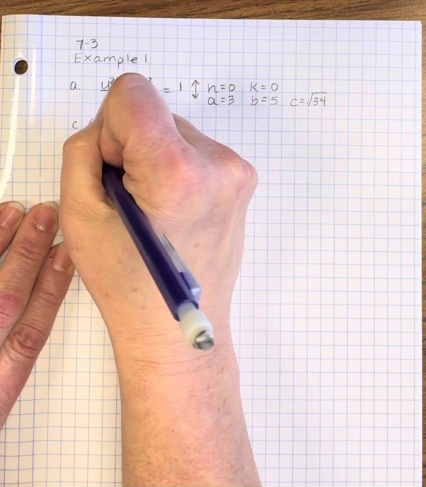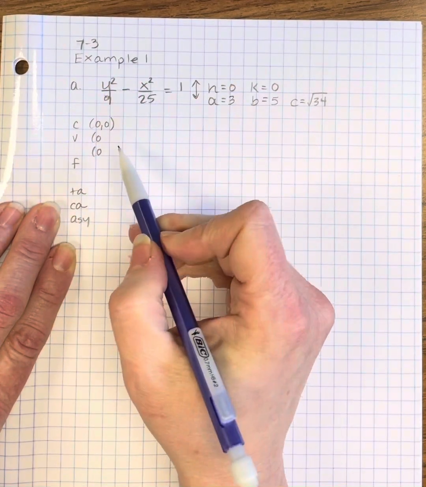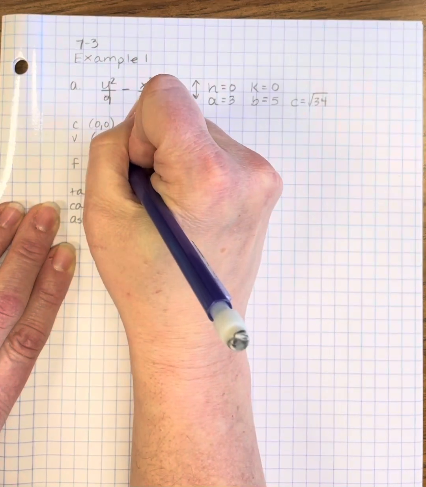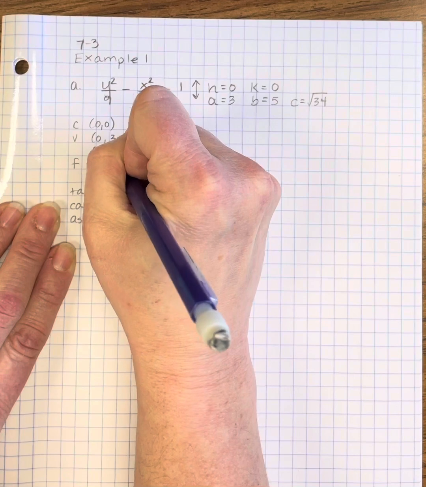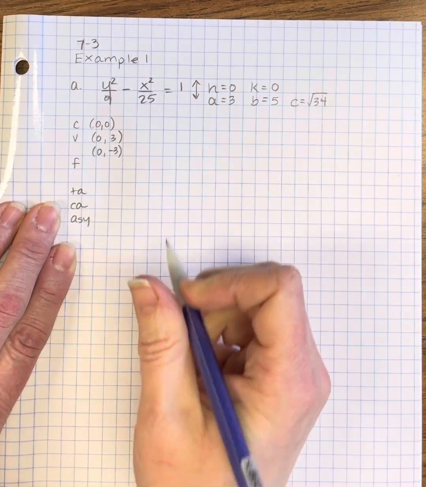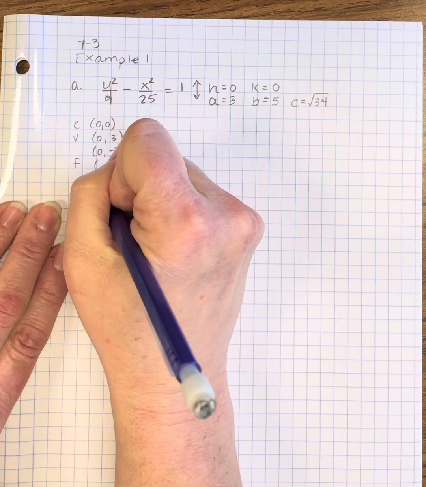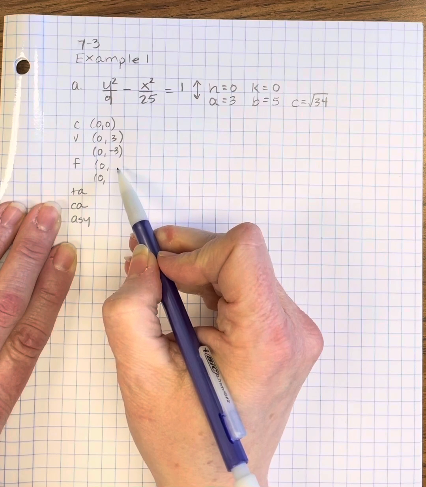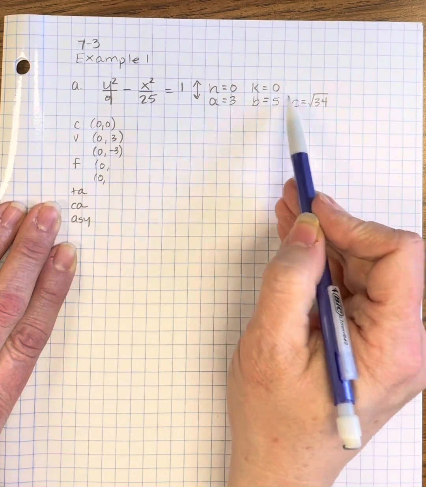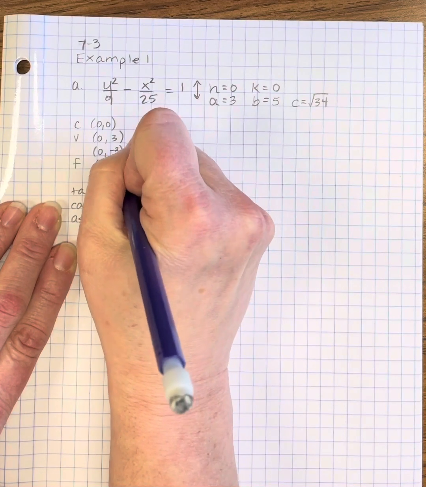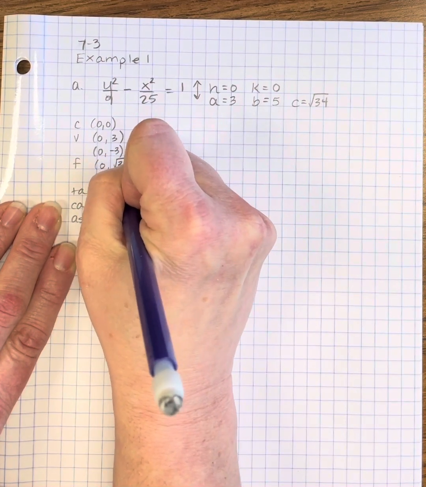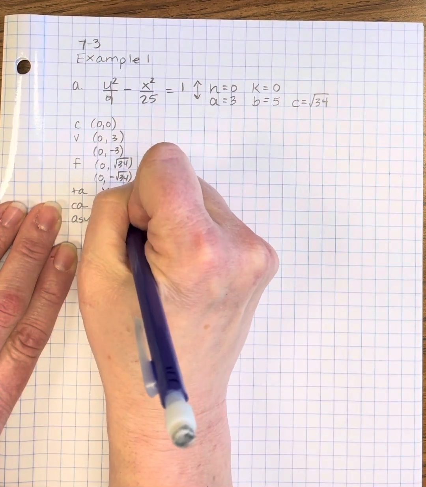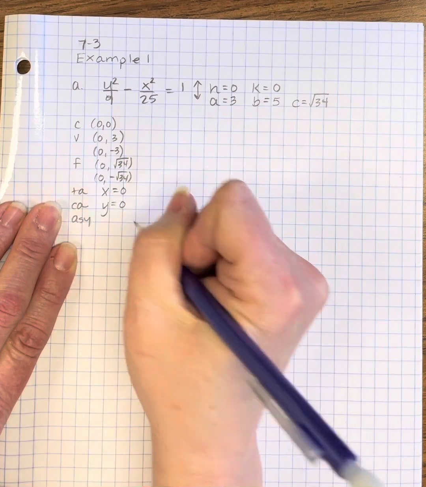My vertices are at 0, and then k plus or minus a, so this is going to be a positive 3 and a negative 3. My foci are at 0, and then k plus or minus c, so I'm going to be at positive square root of 34 and negative square root of 34. My transverse axis is going to be x equals 0. My conjugate axis is going to be y equals 0.